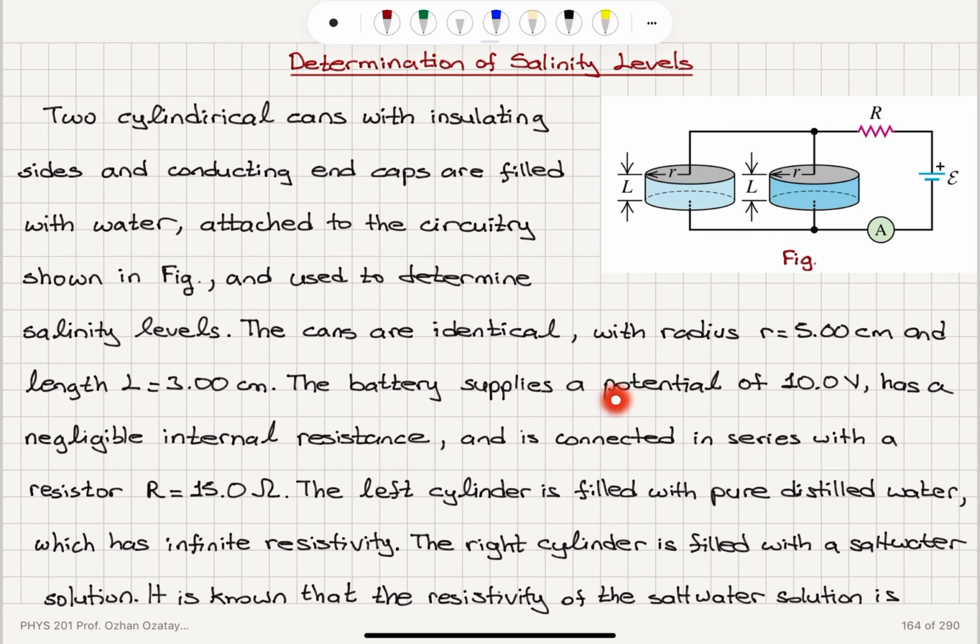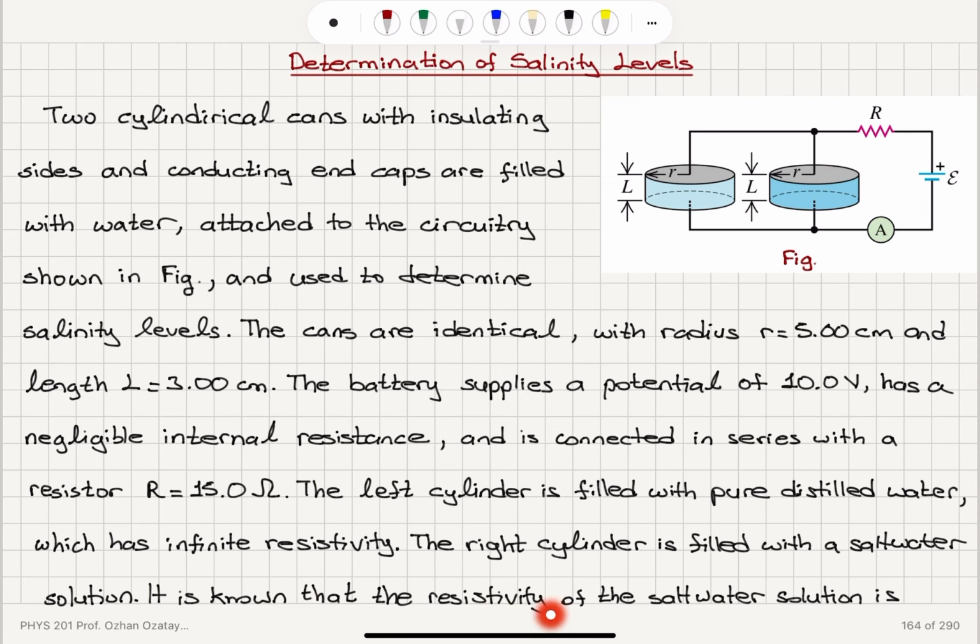The battery supplies a potential of 10 volts, has a negligible internal resistance, and is connected in series with a resistor R equals 15 ohms. The left cylinder, this one, is filled with pure distilled water which has infinite resistivity. The right cylinder is filled with a salt water solution.